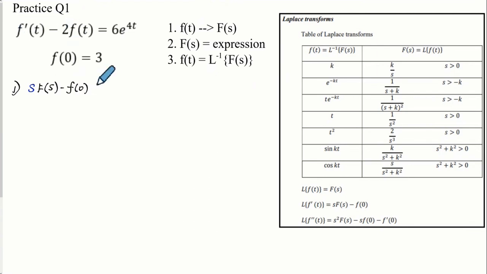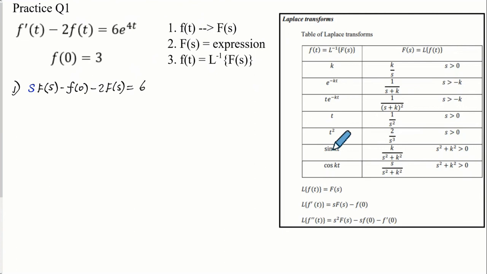Now, minus 2 f of t, so Laplace transform of f of t is F(s), so that makes 2 F(s). On the right side, I have to find a matching transform for 6e to the 4t. So 6 is just a constant that stays in the front.